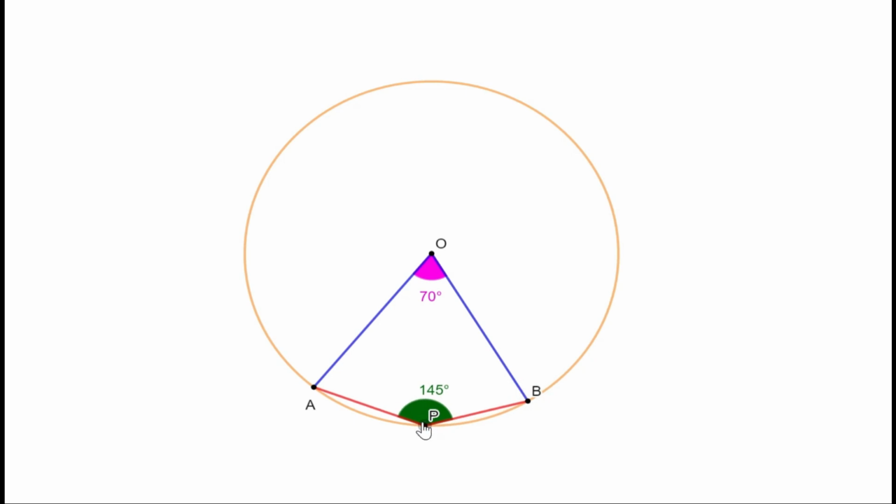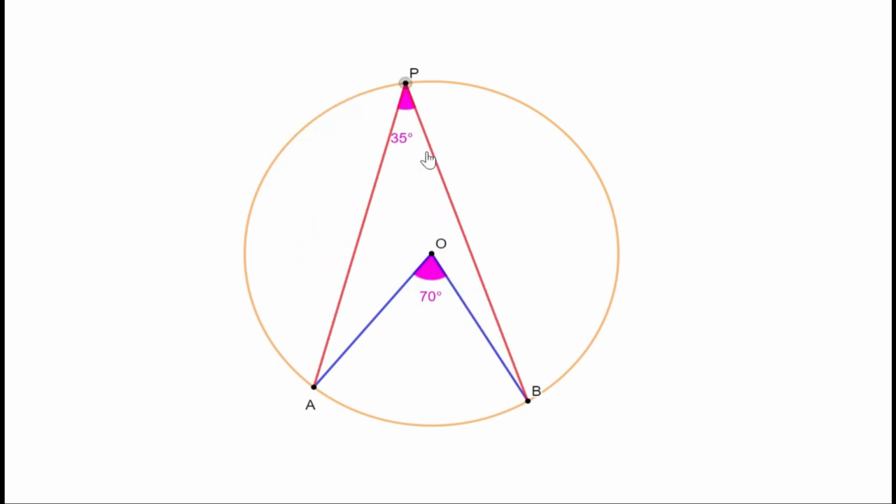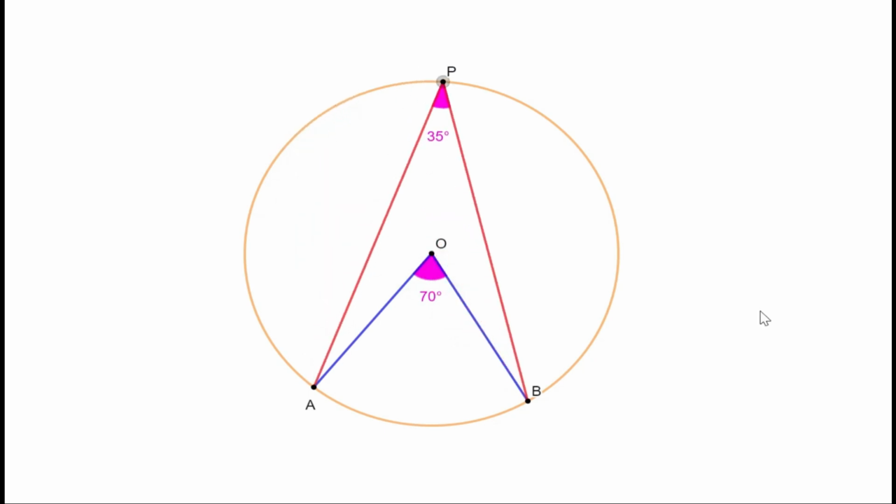Now what is the measurement? The angle is 145 degree now. Is it half the central angle? No. When it is here, again it is 145. Again it is 145. Now once again it is 35, half the central angle. It is 35 now.